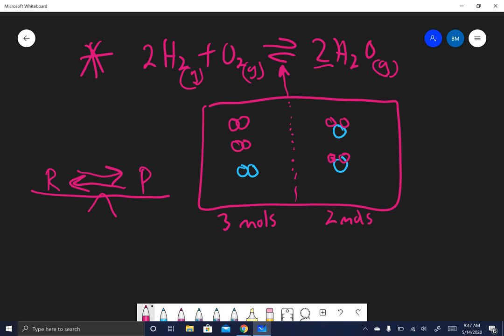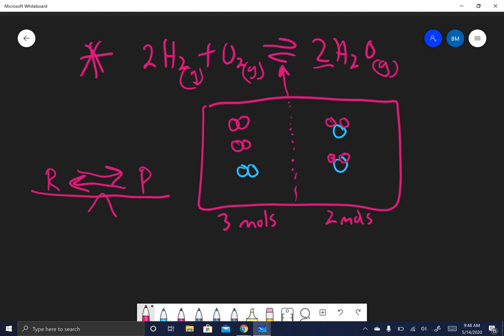So what I just wrote above, the notes here, is that if you increase, so let's say this is our container, and we increase the pressure in here. How could we do that? Well, we could shrink the container, right? We can make the container smaller, so if there's less space, there's more collisions, increasing the pressure.